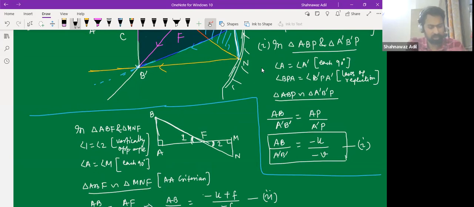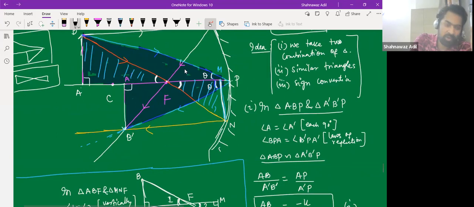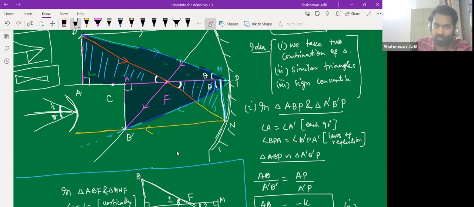Sir, in angle BPA, you wrote something like law of reflection. Yeah, laws of reflection. Can you explain why you wrote that? Yeah, so this is the normal on this mirror, right? At this point, this is the normal. And this is the incoming incident angle, I, and this is the reflected angle. So from laws of reflection, angle I would be equal to angle R, right? So why BPA? Why not BP, B dash? Because that's the reflected one, right? So the reflected one is A, P and B dash. That's the reflected one. Okay, sir.